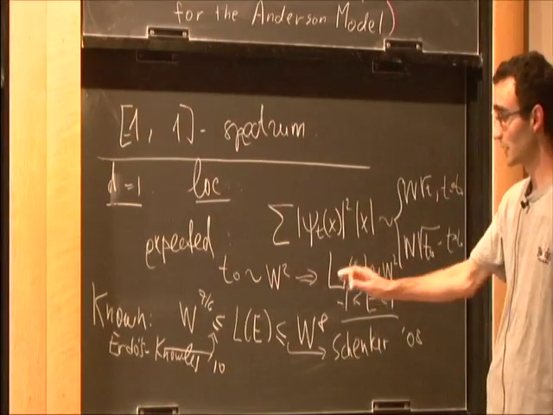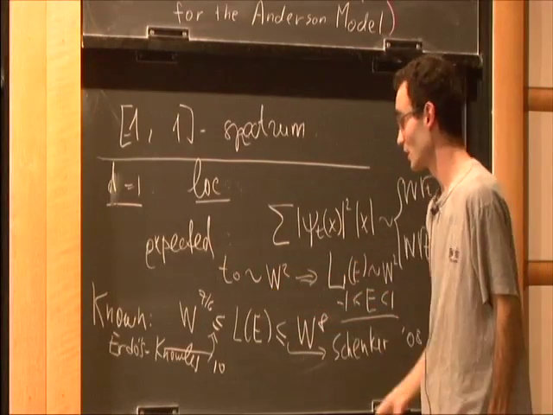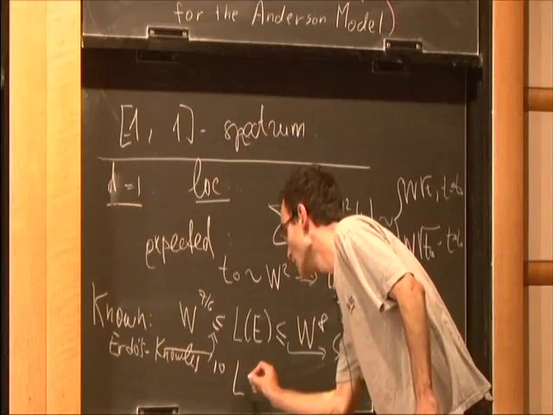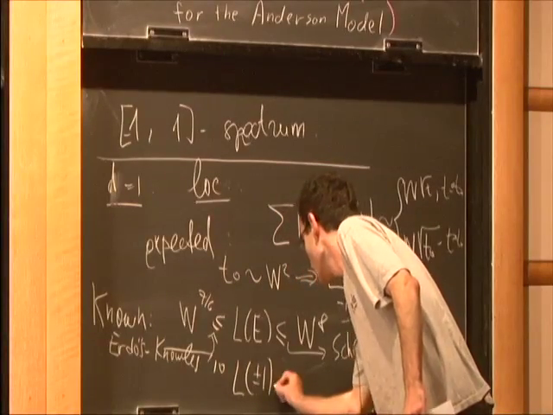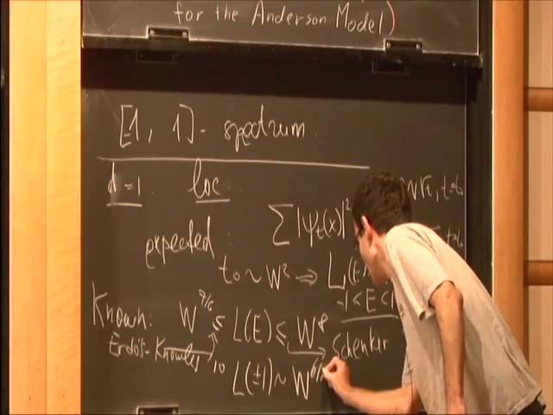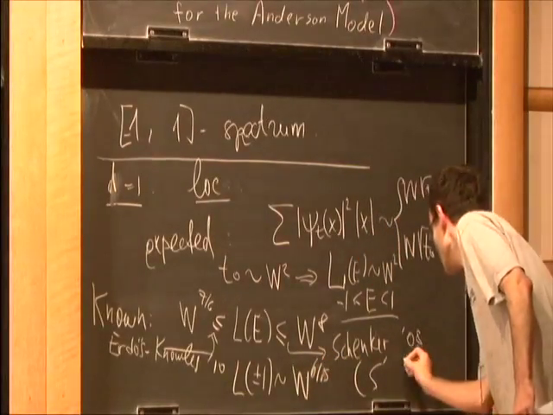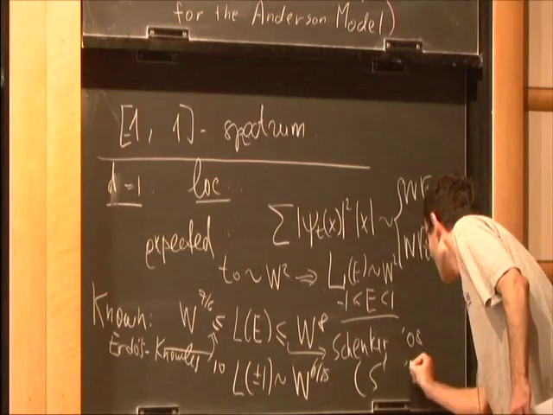On the edge of the spectrum, the localization length is actually known. At E equal to ±1 it is of order w to the 6/5. And this is me, 2009.